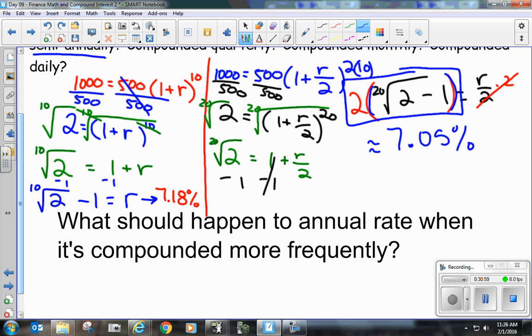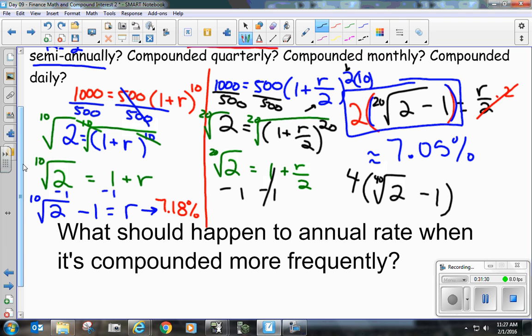Guess what? How come when I say if it's compounded quarterly, I don't have to redo all that work? What is going to change if I compound that quarterly? Well, wouldn't my k value change? Here and here? That'd be 4. So a 4 would be outside. And what else would change? Oh, that'd be 40. Yeah, 2 times 10, it would be 4 times 10, it'd be 40. That's all you do for quarterly. And if I could compound monthly, well, a 12 would be outside, and it would be 12 times 10. It'd be 120.